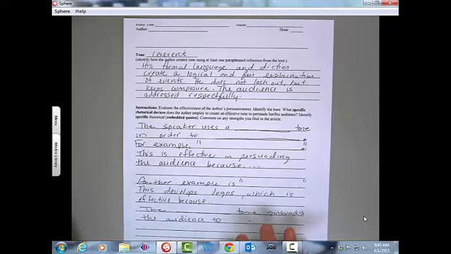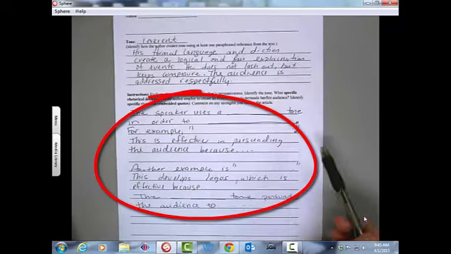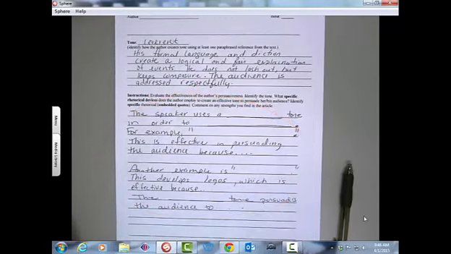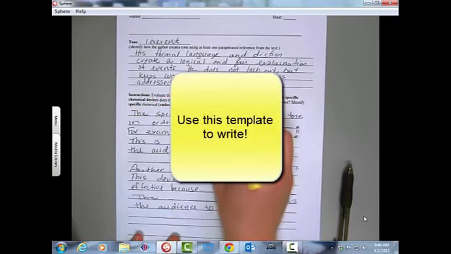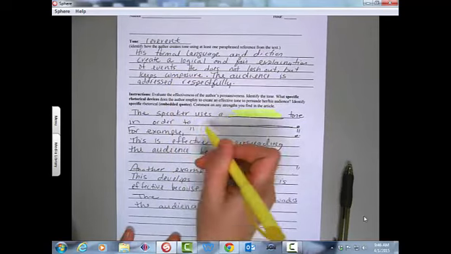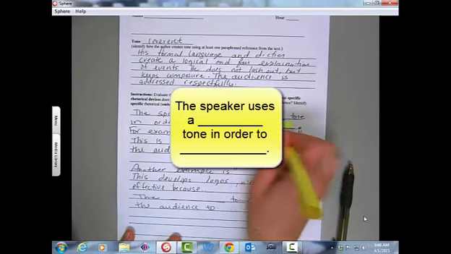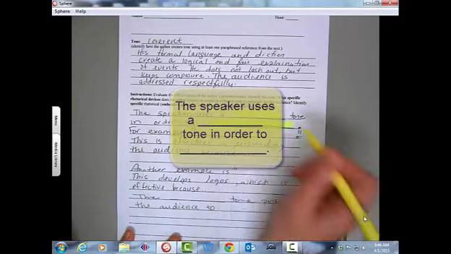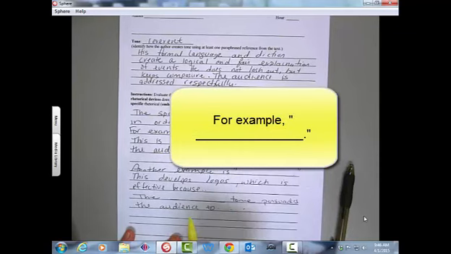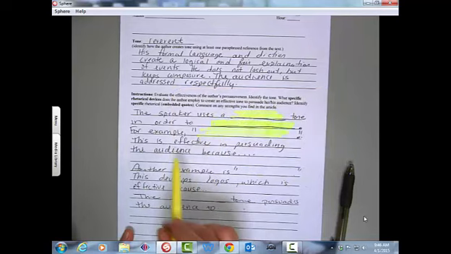And then the final thing you'll want to do is finish with your sentence, your paragraph. And what I've done is kind of set you up with a template here. The speaker uses a blank tone. So wherever the blanks are, that's what you need to fill in. You can write more than this, but this will be sufficient. And in order to do what? Why do they use that tone? To develop a relationship with the audience, to develop trust with the audience. For example, give an example from the passage, from the speech. This, and you can use 1 through 5. Anything 1 through 5 would be fine here.